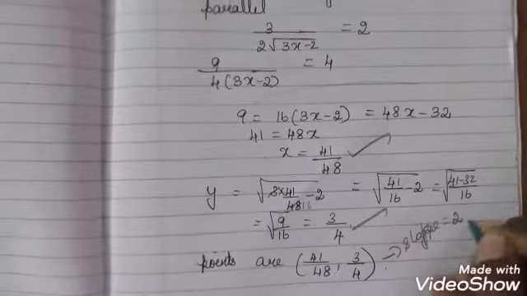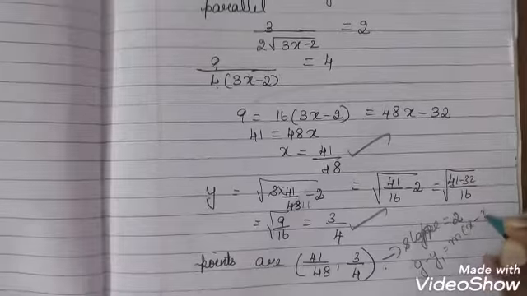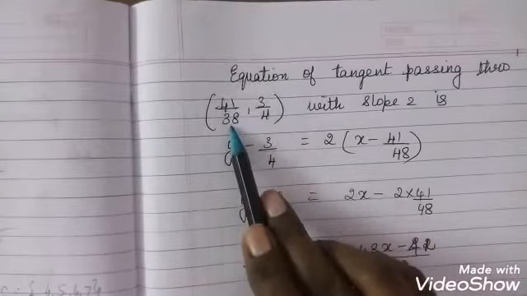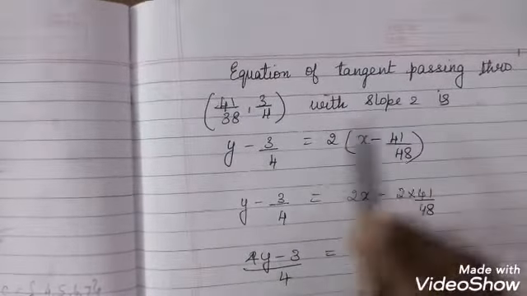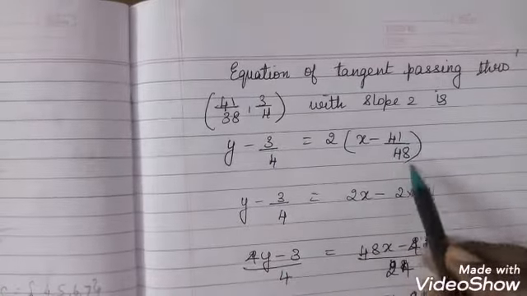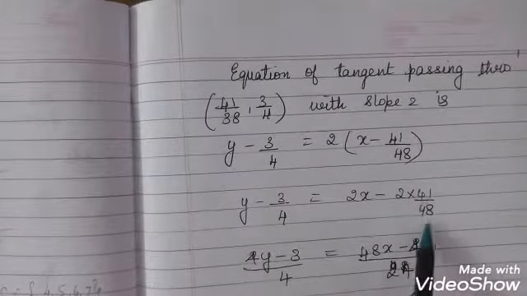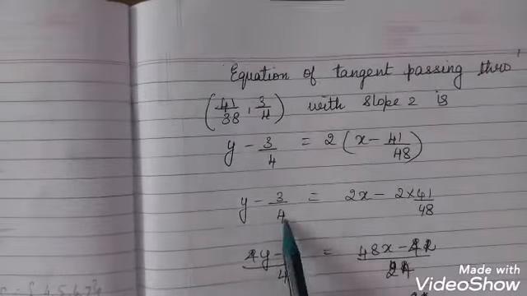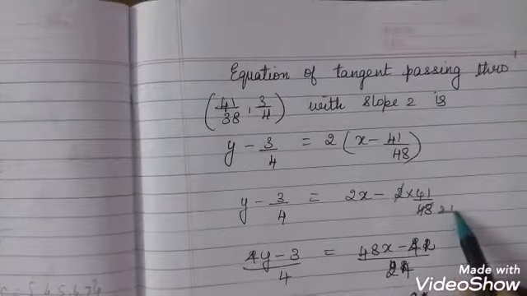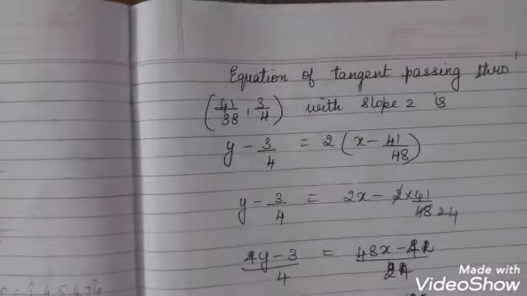Now I can find the equation of the tangent. What is the equation of the tangent? y minus y1 is equal to m into x minus x1. The equation of the tangent passing through 41 by 48 comma 3 by 4 with slope 2 is y minus 3 by 4 equal to 2 into x minus 41 by 48. Now when I multiply this, it becomes 2x minus 2 into 41 by 48. So when I cross multiply, it's 4y minus 3 by 4. Here again it gets cancelled, it is 24. So when you cross multiply, it's 48x minus 41 by 24.